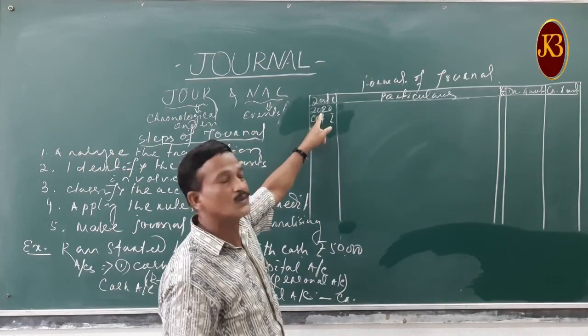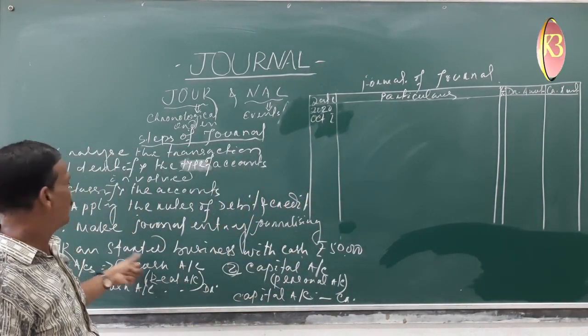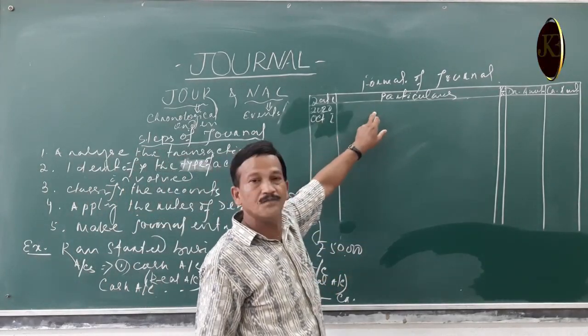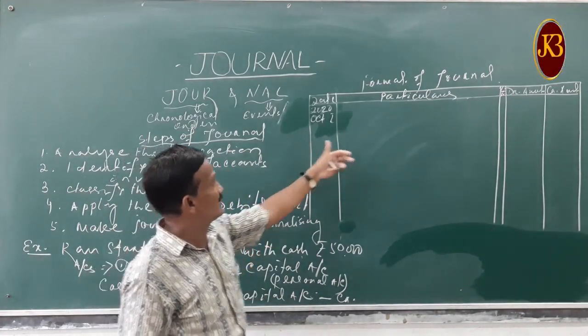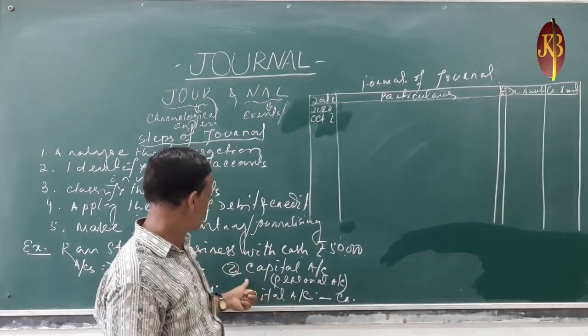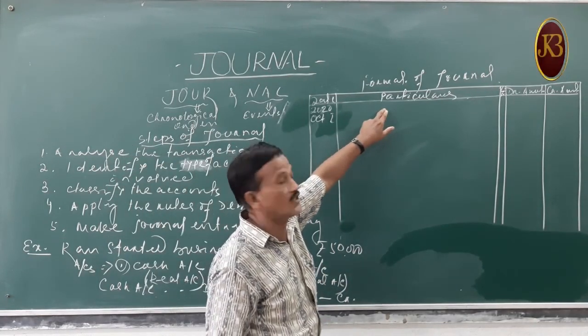So this is the October 1st, 2020 transaction. The transaction is: Ram started business with cash 50,000. In the particulars column, you have to record the entries. Particulars is the column in which the journal entry is to be recorded. The process of recording the transaction is called journalizing. You will do journalizing here.